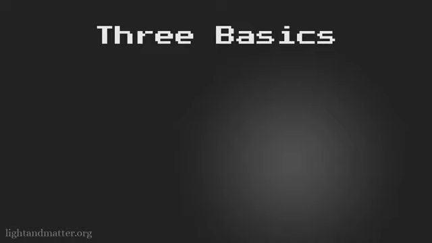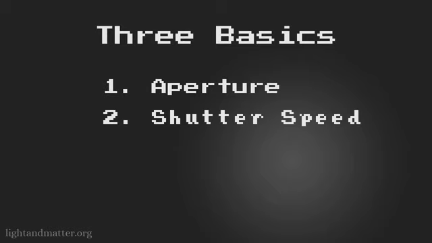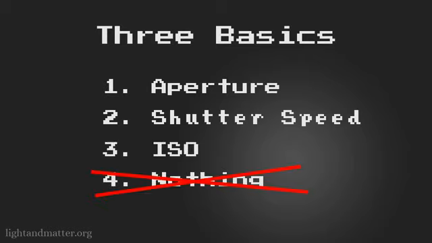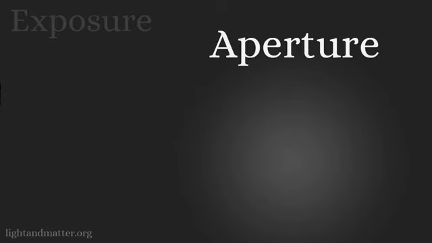They are 1. Aperture, 2. Shutter speed, 3. ISO, and 4. Nothing. It's just those three things. Let me start with aperture.